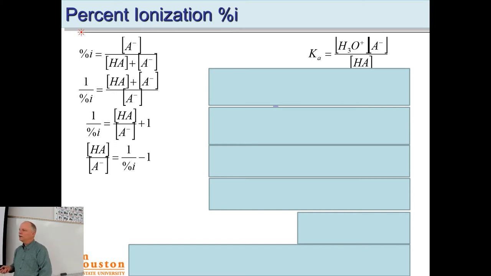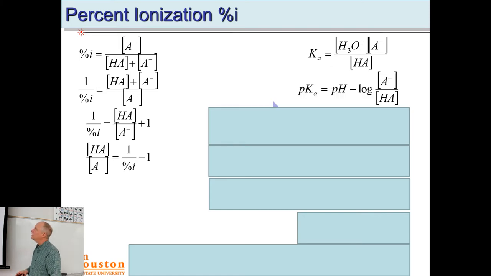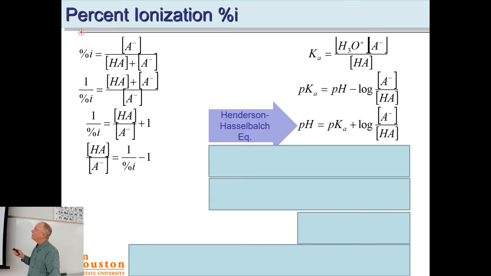Okay. Then we'll go over to the Ka equation. Because we have A minus over HA on the right, we're going to use this in our equation over here. Let's take the minus log of both sides, because that'll give us pKa, and the minus log of hydronium ion will give us pH. So we have this equation here, that the pKa is equal to the pH minus the log of that ratio. And then if we switch this log over to the other side, it becomes a plus, and so we have pH equals pKa plus the log of this ratio of base over acid. And that's the Henderson-Hasselbalch equation.